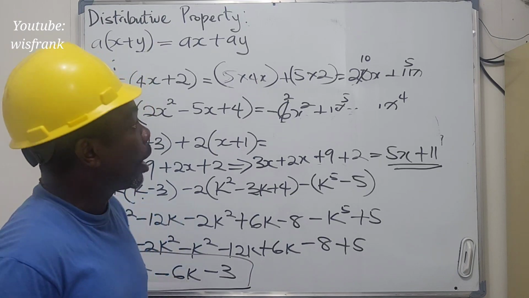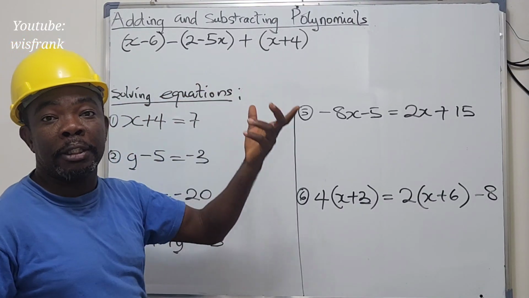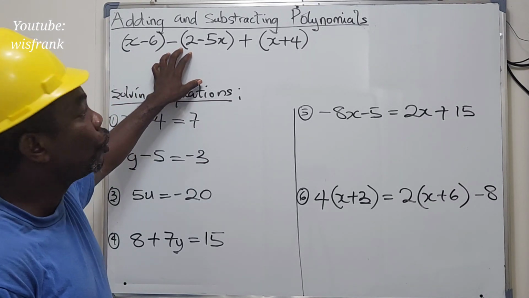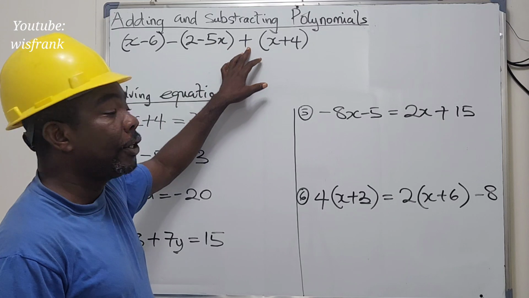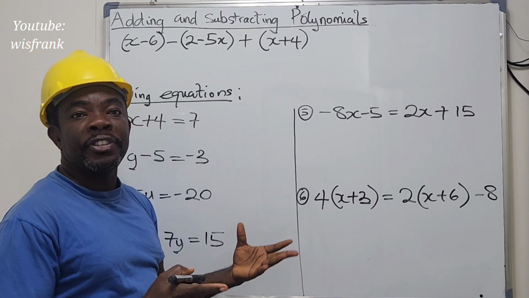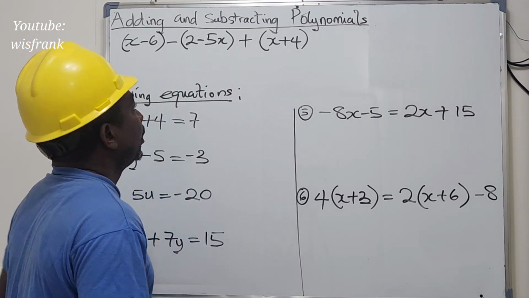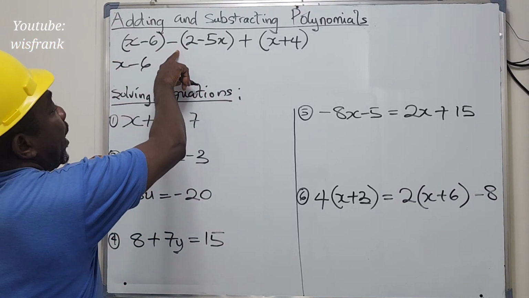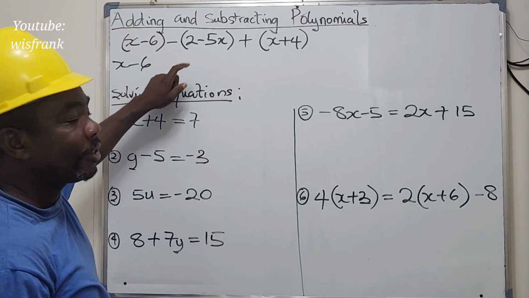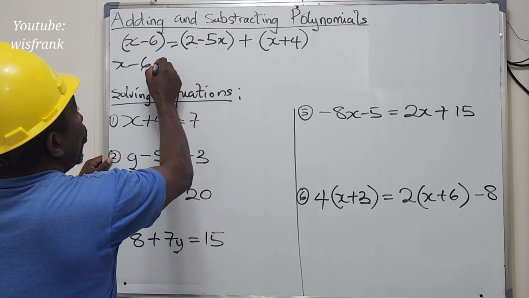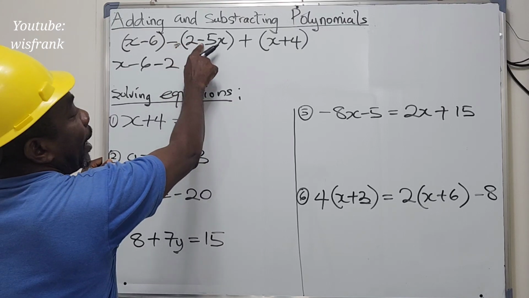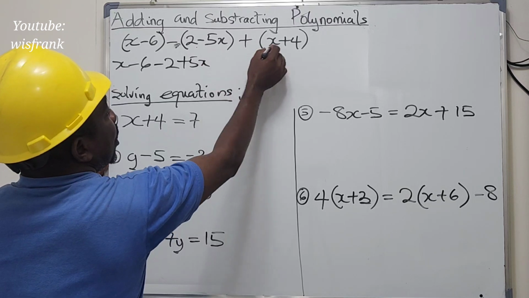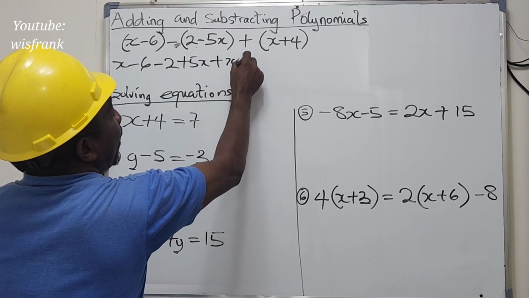So the next one we are going to look at is adding and subtracting polynomials. For the example here, we have x minus 6 minus into 2 minus 5x plus into x plus 4. So we are going to see how we add and subtract these polynomials. So in this case, we have x minus 6. Here we are going to expand this with this negative sign. So minus times 2 will become minus 2. Minus times minus 5x will become plus 5x. So when we open this parenthesis, we are going to have plus x plus 4.